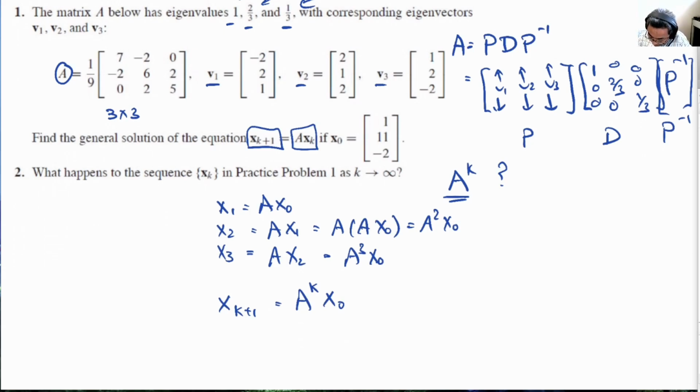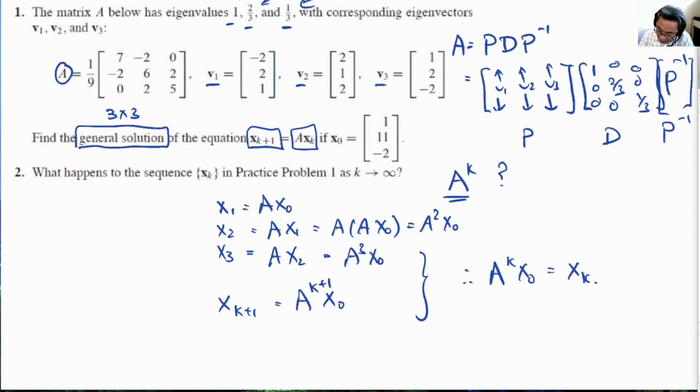So x of k plus 1 equals A^k times x of 0. Okay, that's the pattern. I should write x of k plus 1 here. Therefore A^k x0 equals x of k. Right, so what about when we talk about the general solution? Well, we're given x naught. So what do we do? Well, we need to do this. So x naught is 1, 1, and minus 2 here.